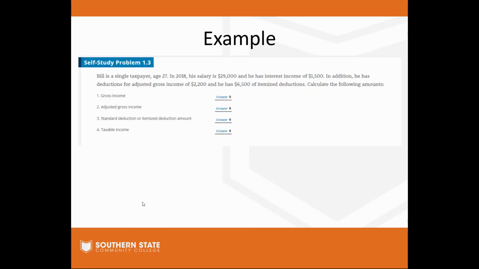All right, how about an example? Bill is a taxpayer. He's single, 27. In 2018, he earned a salary of $29,000, and had a little bit of interest income on the side of $1,500. In addition, he has deductions for AGI of $2,200, and he has $6,500 of itemized deductions. So using that tax formula, we're going to calculate gross income, AGI, standard, I'm sorry, standard or the itemized, depending on which one's bigger, and taxable income.